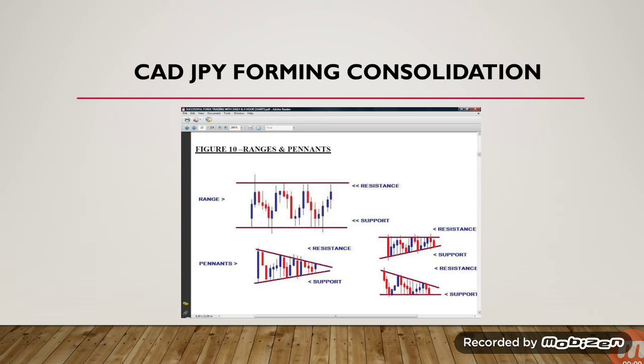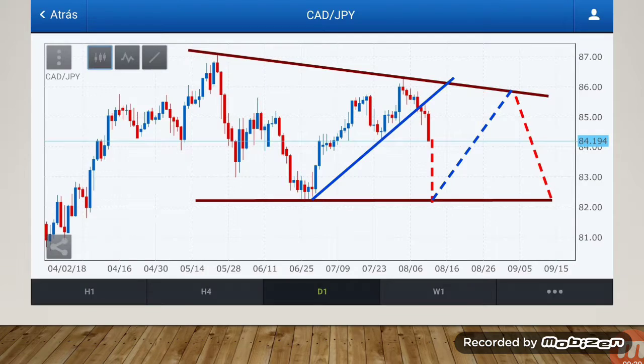Canadian Japanese yen also looking to be forming a consolidation. Based on the patterns that I'm seeing on the daily chart, it looks as if it could be forming this setup, this type of pennant, where we have an angled resistance boundary close to 45 degrees, complemented by a support boundary that is drawn horizontally.